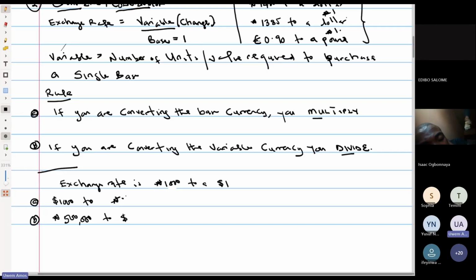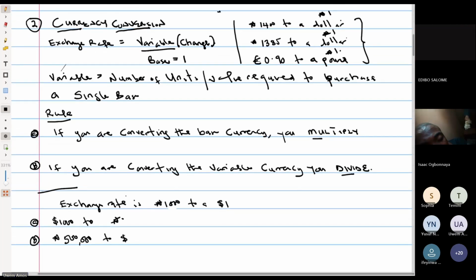Now let's begin with our explanation. If you follow the steps, you will not mix it up. And these are the steps. What is our first step? Determine how the currency is quoted. It is 1,000 naira to $1. So which of them is the variable and which of them is the base?